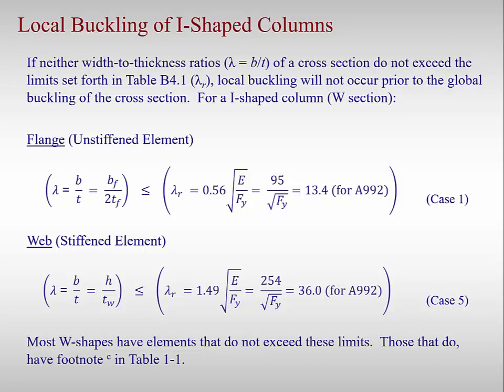The term h is not given in the shape tables. However, the shape tables do give both slenderness ratios directly. Few W shapes have local buckling issues. Those that do are designated with a superscript c after their designation in the shape tables.